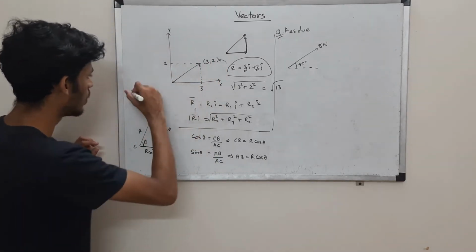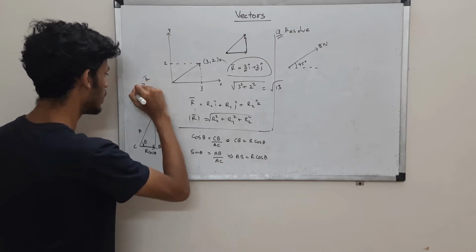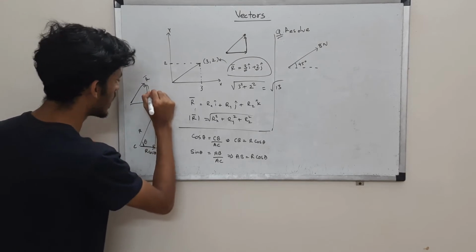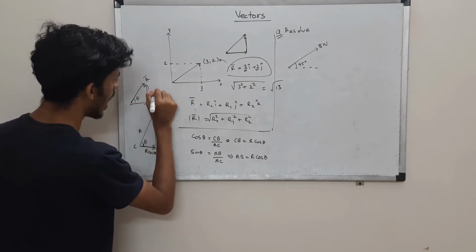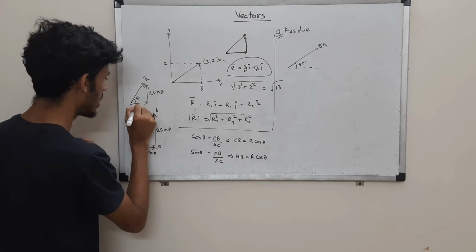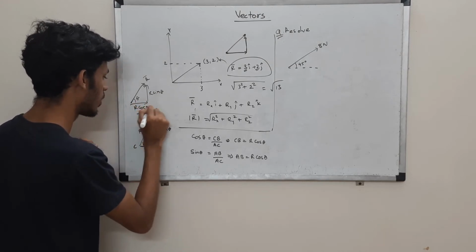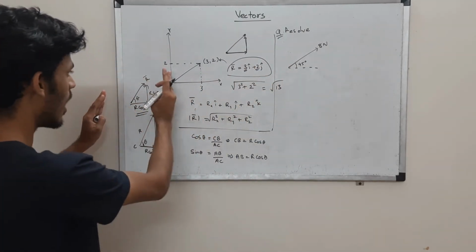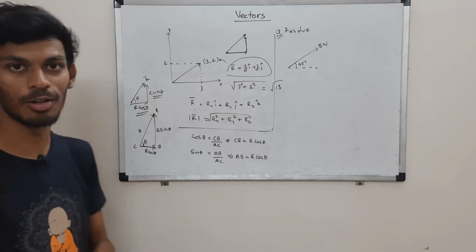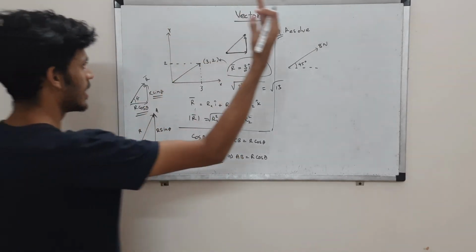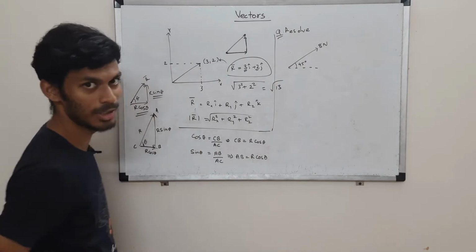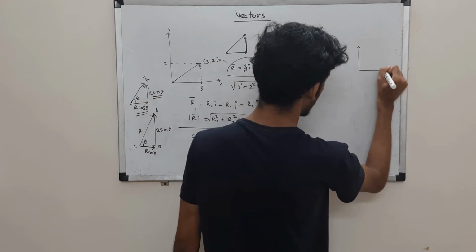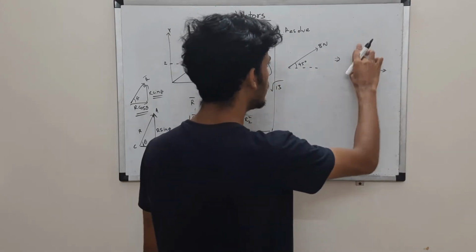Basically, if you want to break a vector R into its perpendicular components like this and like this, this side, which is opposite to theta, will be R sin theta. Adjacent to theta is R cos theta. This is the point that I want you to remember: opposite to theta, R sin theta; adjacent to theta, R cos theta. Here, if we want to break this 8 newtons along this and this axis, you can keep the point here also.